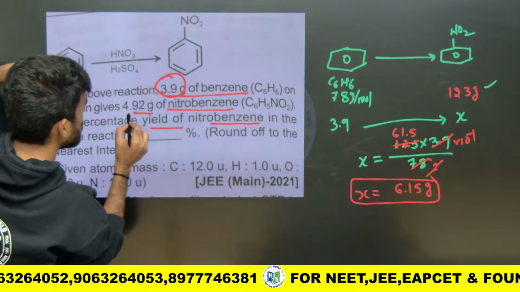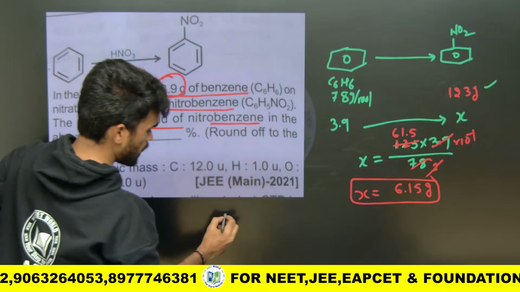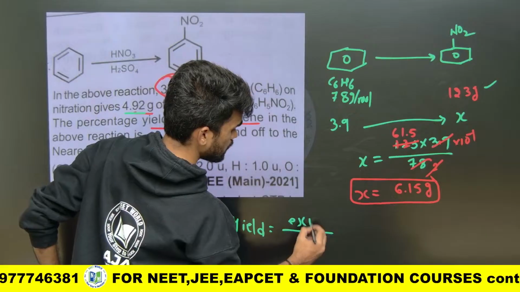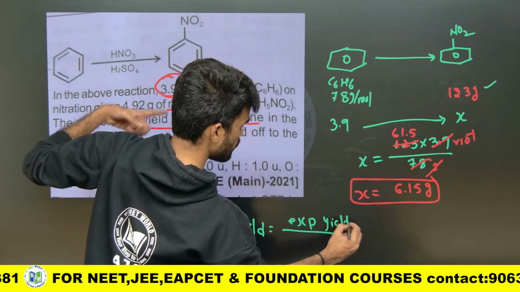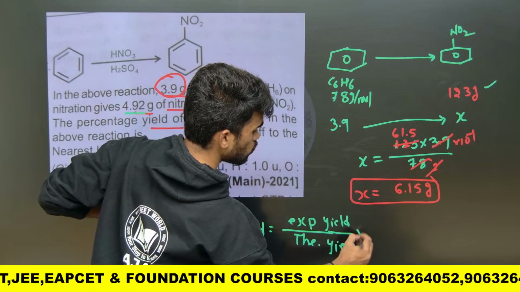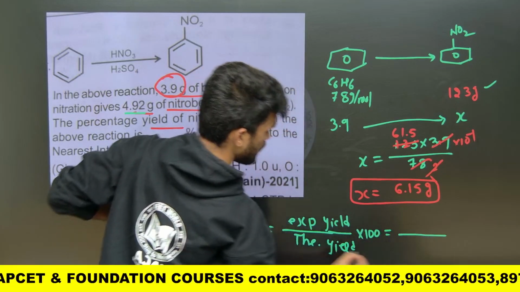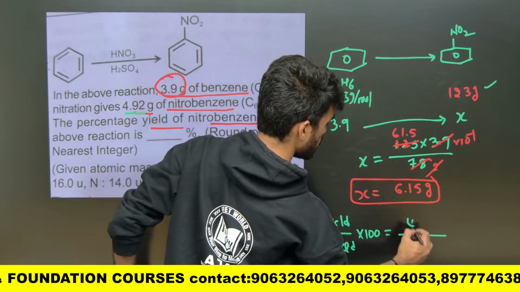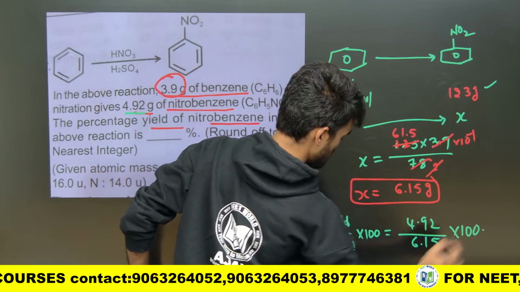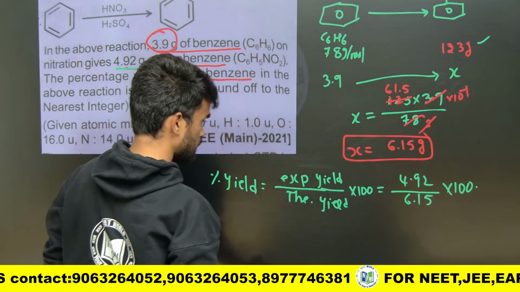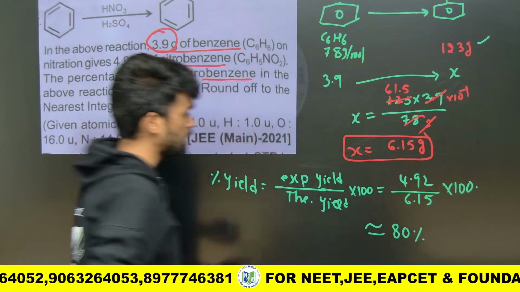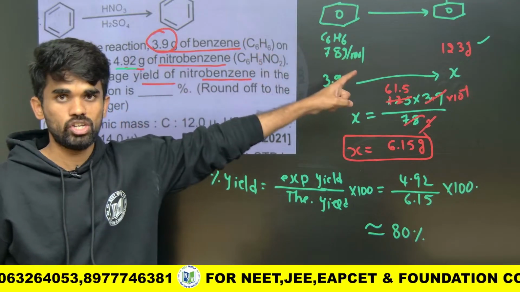Practically how much did they mention? 4.92. So percentage yield, you should take experimental yield, that is given here in the question, over theoretical yield, into 100. So what is our experimental yield? Experimental yield is 4.92, theoretical is 6.15, into 100. So by simplifying this, you will get the answer as 80%. So this will be the percentage yield of this particular nitration reaction.